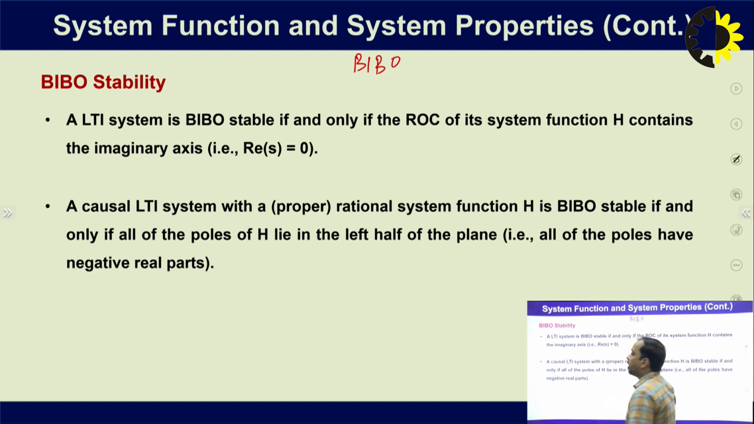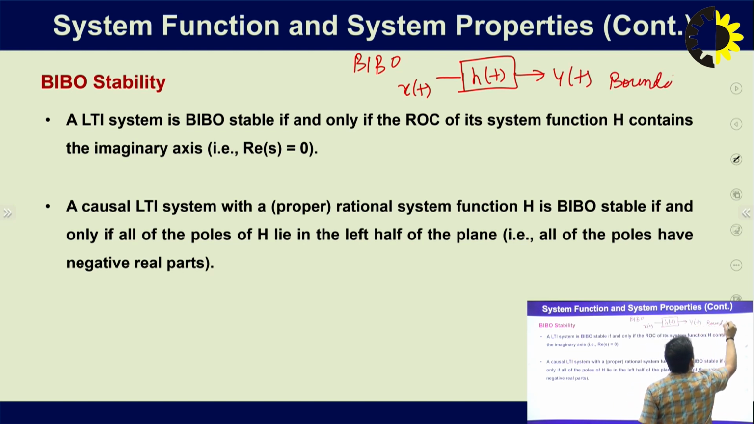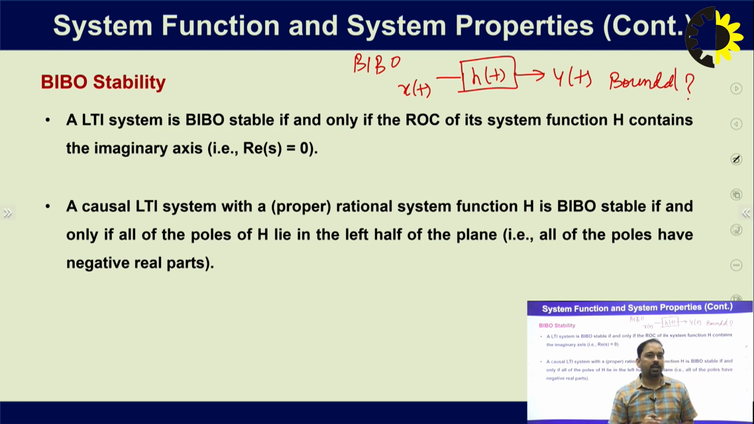Bounded input and bounded output. If we are providing a bounded input to an LTI system whose impulse response is given by h(t), and the output y(t) is bounded, then we can say that the system is BIBO stable.